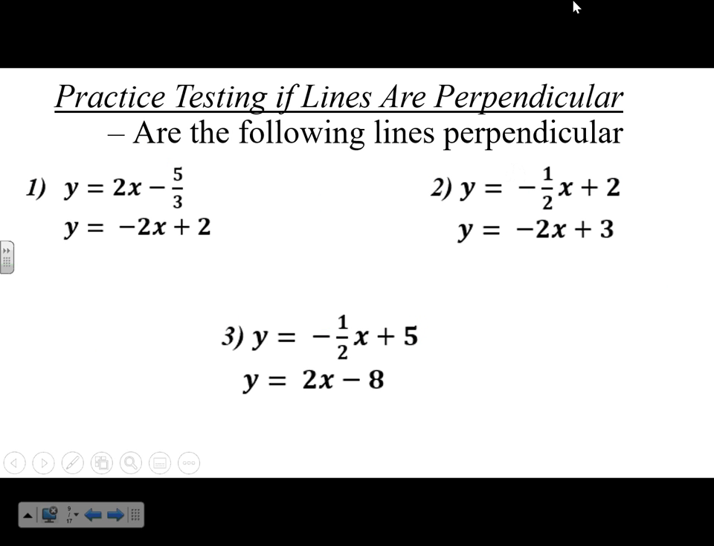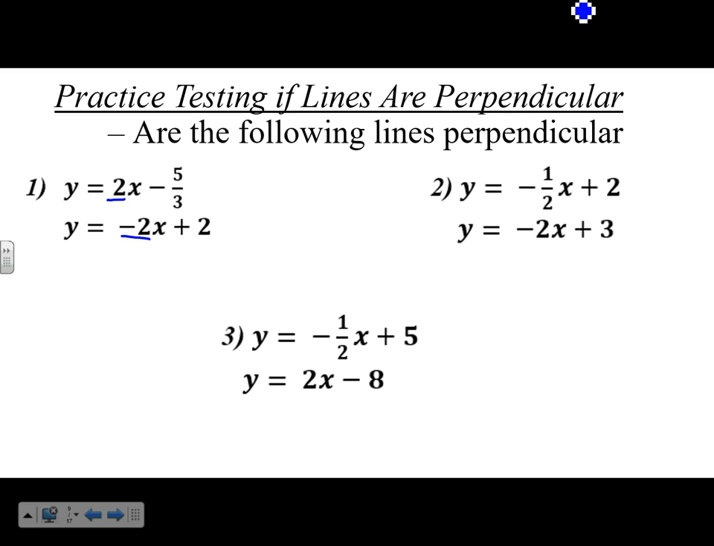So let's look at these and see. Now, one thing I like about number one right away is they put where the slope is a whole number and the y-intercept is a fraction. A lot of people get tricked by that because they're used to looking for the fraction for the slope. No, your slope is always with your x. So we have 2 and -2.